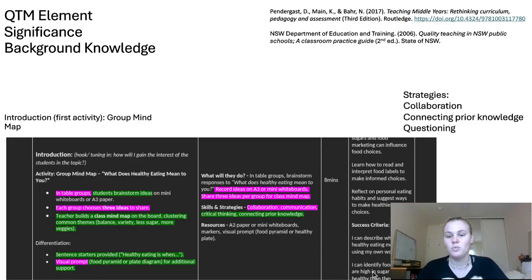This activity draws directly on students' background knowledge of healthy eating with prompts such as what does healthy eating mean to you and what things come to mind when you think of healthy eating. In doing so, students are using their background knowledge to engage with the topic in the first activity of the lesson, with hopes that this engagement will carry on for the remainder of the lesson.